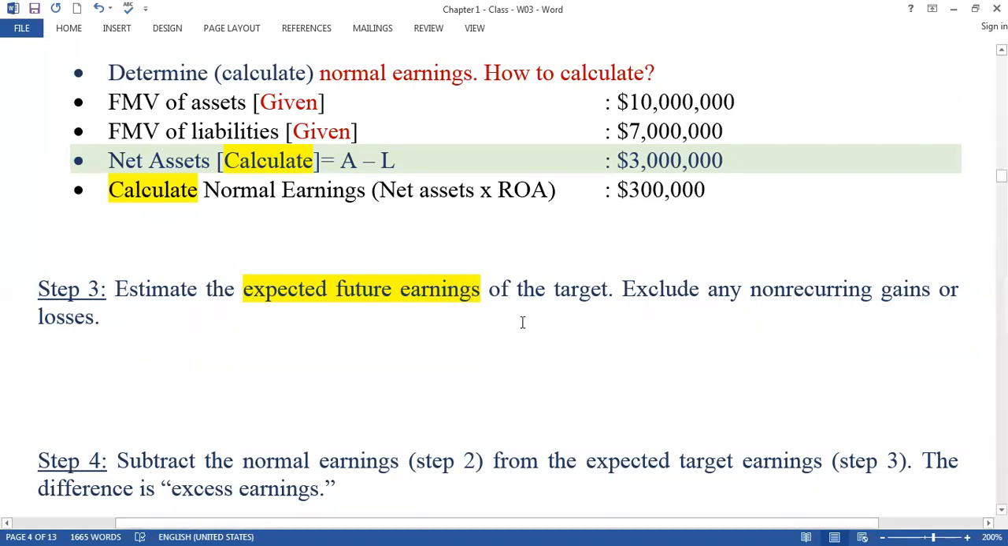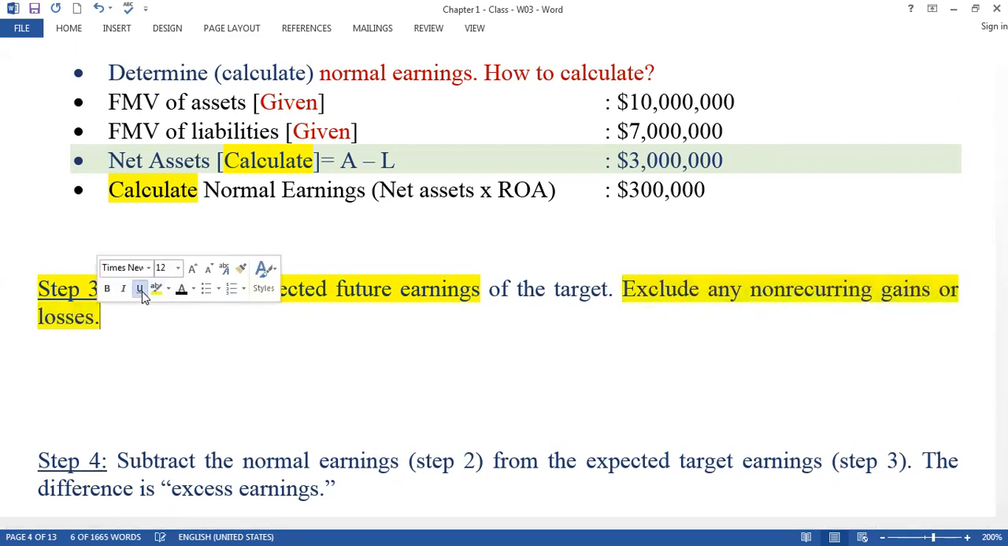Now, in the real business world, step 3 is the most difficult part. If you work in any company or any accounting firm and your company is liable to calculate future expected earnings for another company, then you have to work very hard. It is not easy to calculate expected future earnings. So here in this chapter, we are going to consider this part.